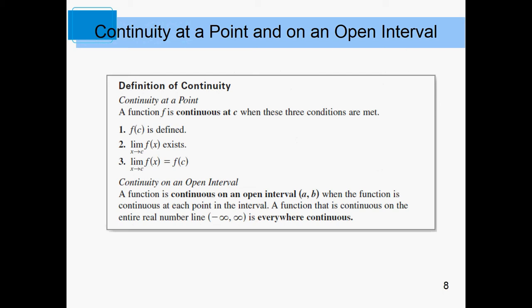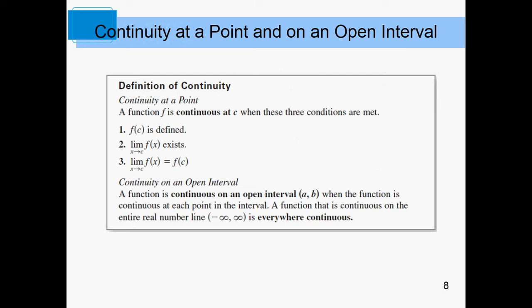So here's the actual definition of continuity, the calculus definition. A function is continuous at the point c when f of c is defined, the limit exists, and the limit is equal to f of c. A function is continuous on an open interval when the function is continuous at every point in the interval, not necessarily at the endpoints, because when we have these parentheses, that denotes an open interval. The endpoints are not included.